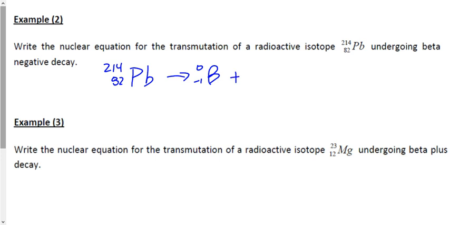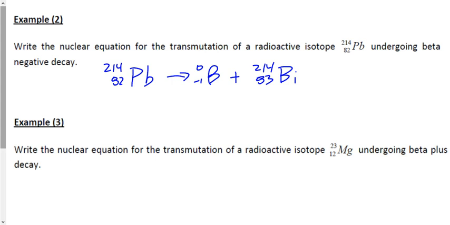This neutron changes into a proton and an electron. 0 plus what is 214? 214. Now watch this. This is one of the most common mistakes made in this entire unit. -1 plus what is 82? 83. What do you think people often mix up and make that? No, not 82, 81. People will often write that as an 81. 83, if you look at your periodic table, is bismuth. So the daughter nucleus here would be bismuth.